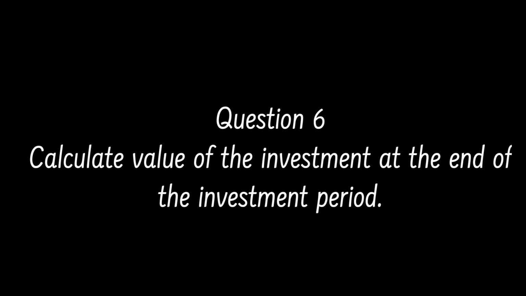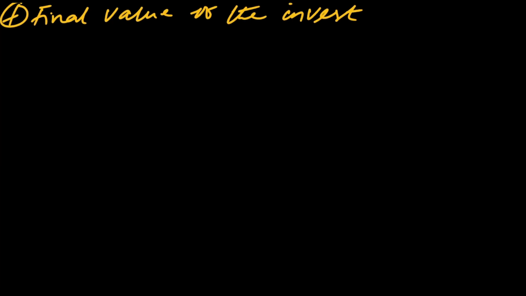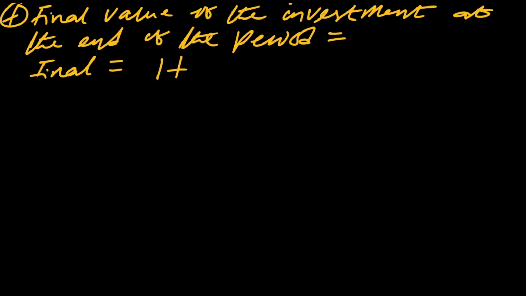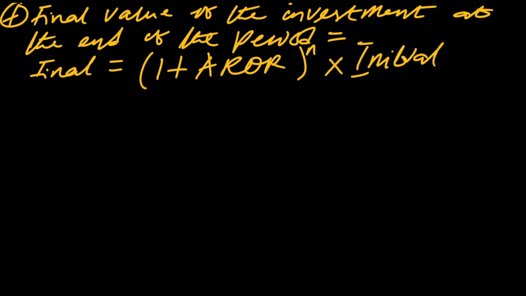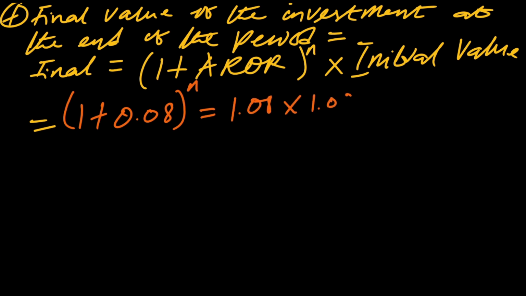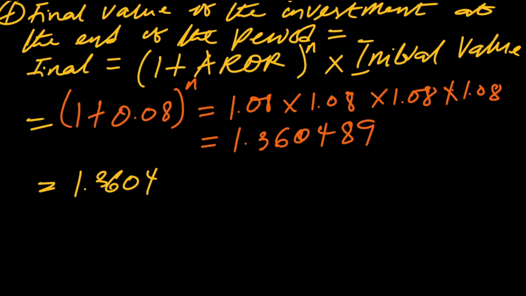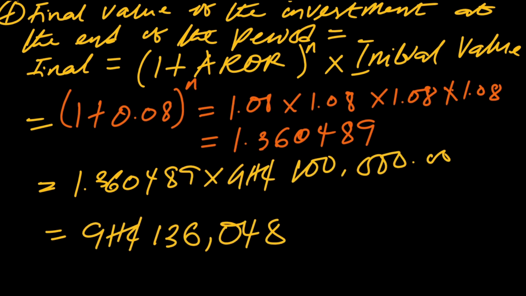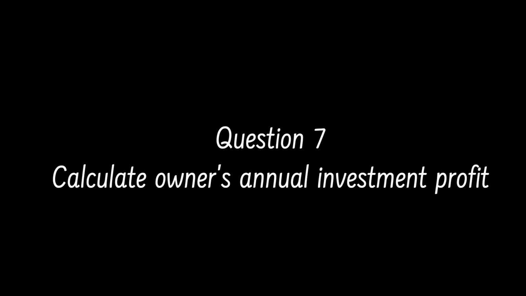Question 6. Calculate the value of the investment at the end of the period. The value of the investment is equal to 1 plus AROR to the power n, all multiplied by the initial value of the investment, where the AROR stands for the annualized rate of return, and n stands for the number of years. So 1 plus the AROR, which is 0.08, to the power 4, is equal to 1.360489, multiplied by the initial value of the investment, which is 100,000. This is going to be 136,048.896 cedis.